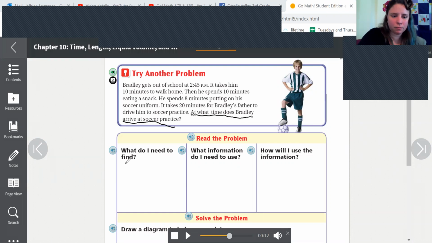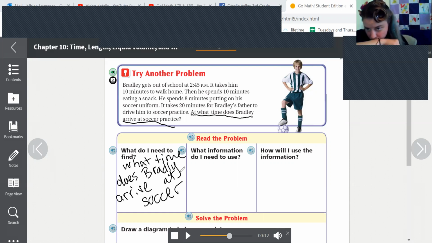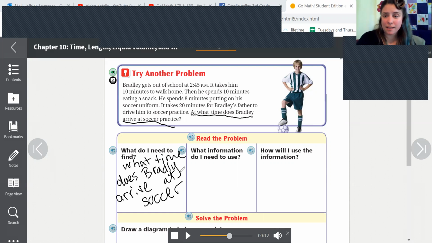Yep. So you're going to write that right here. What time does Bradley arrive at soccer? Now that we know what it's asking us to find, we need to go back and circle the important information. And for this, I want you to start from the beginning, read it out loud, and figure it out.